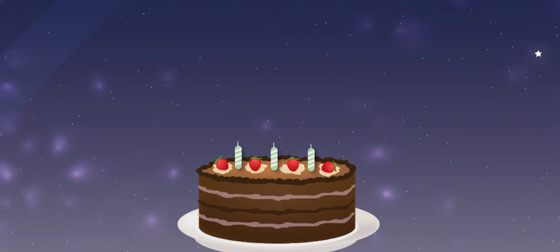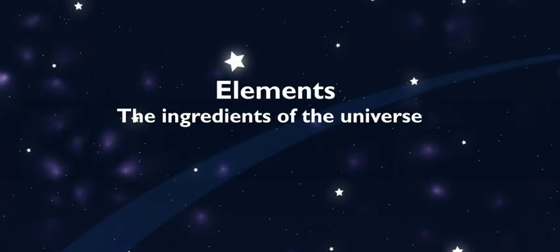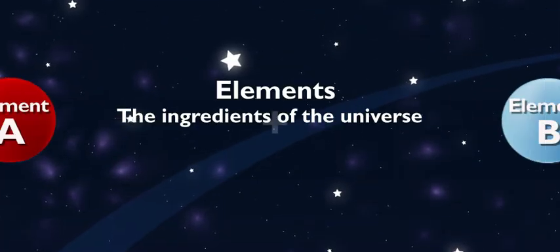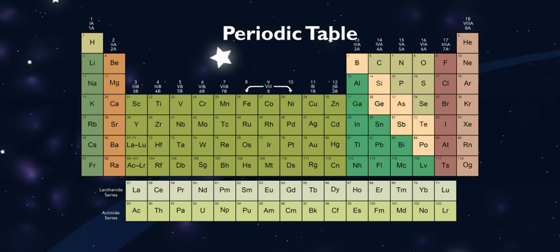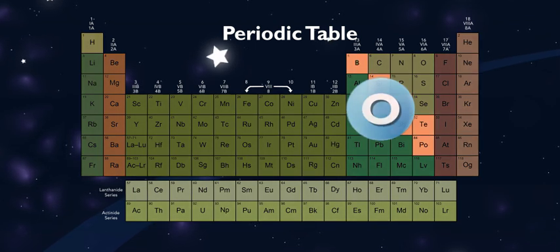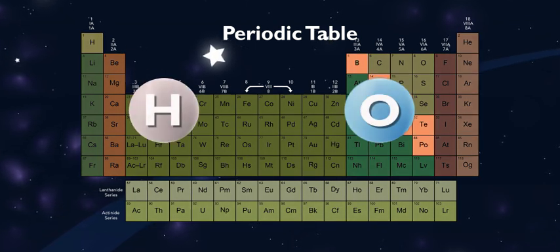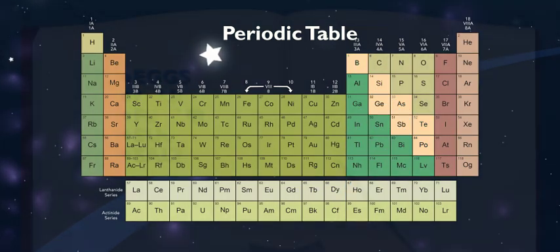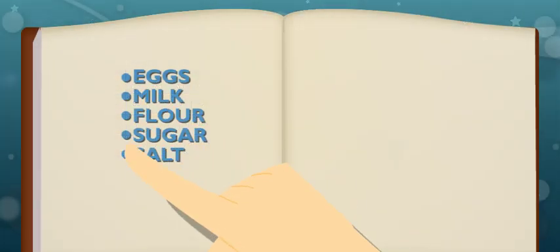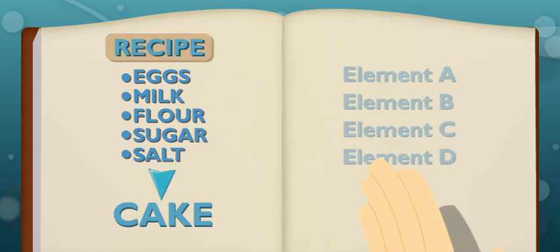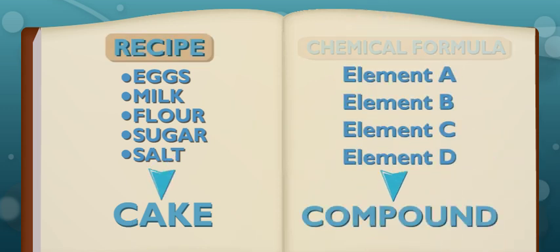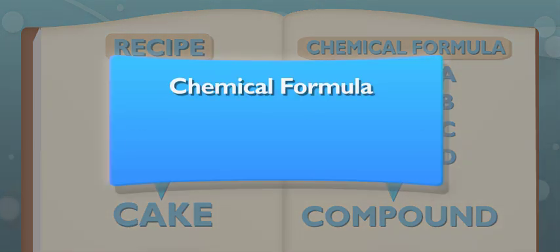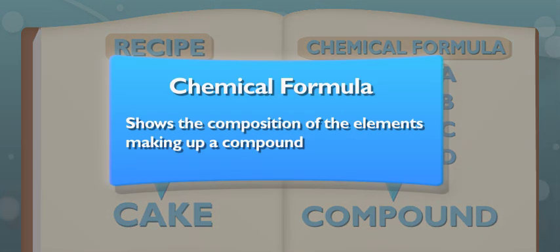A cake. So, elements are the ingredients for the universe? Kinda, yeah. The universe combines elements to make compounds. There are 118 elements, and they're each listed on the periodic table. Every element has a symbol, too, like O for oxygen, or H for hydrogen. That's a lot of ingredients. I know. When we combine ingredients to make a cake, it's called a recipe. When elements combine to make a compound, it's called a chemical formula. That sounds a lot more serious. Not always. A chemical formula just shows the composition of the compound.